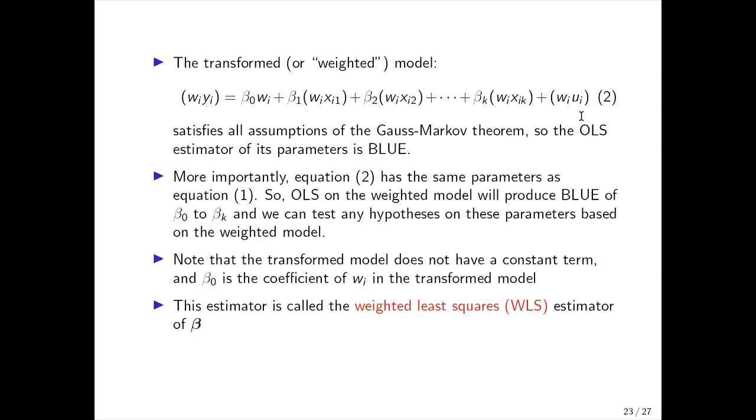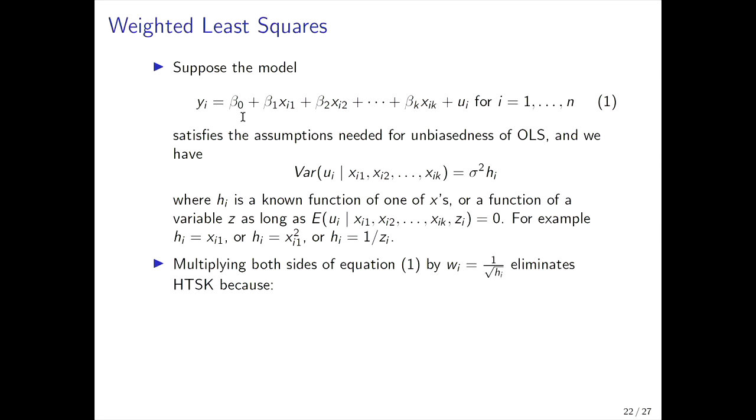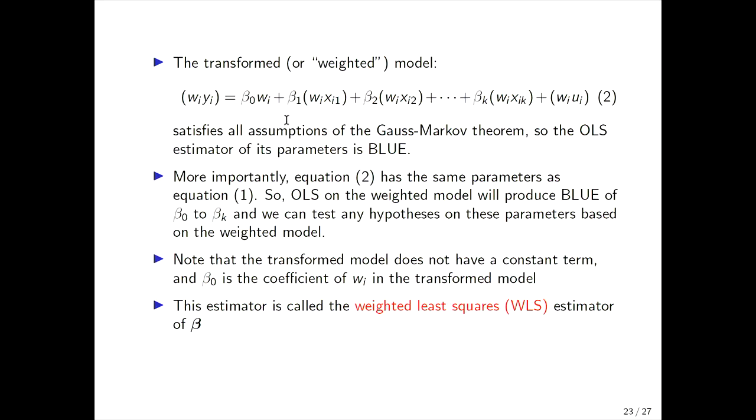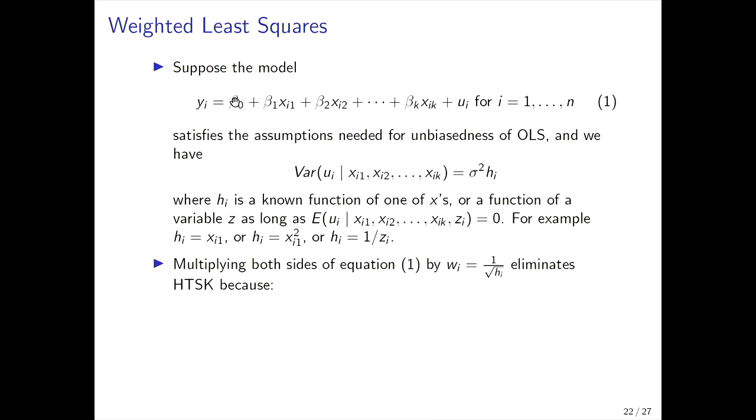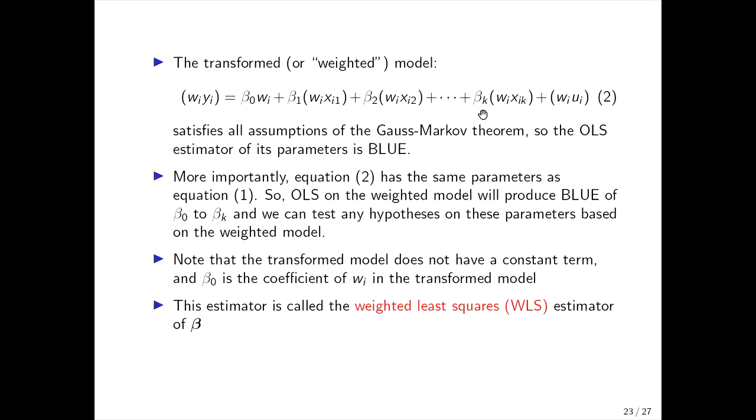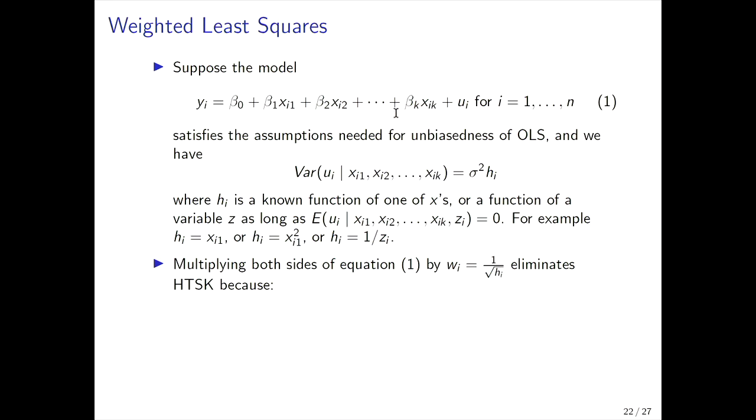And here's a key point to note, guys. What about the betas in equation 2? Beta naught, beta 1, beta 2 to beta k. They're exactly the same betas that showed up in my original model. So when I estimate equation 2 by OLS, beta naught hat, for example, will be an estimator of beta naught. Beta 1 hat will be an estimator of beta 1, and so on. So it's critical that the betas that show up in my transformed equation are exactly the same as the betas in my original equation.